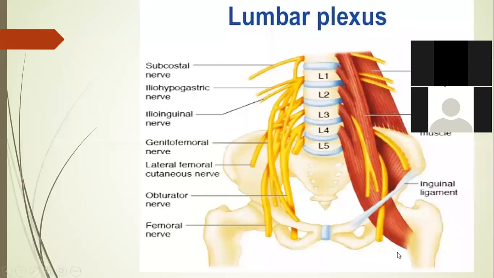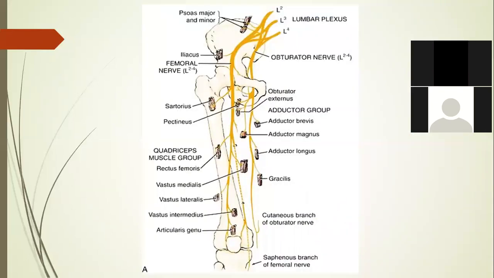So this picture shows you how the branches of the lumbar plexus supply the muscles of the anterior and the medial compartment of the thigh, respectively the femoral and the obturator nerve. Whereas the posterior compartment of the thigh is supplied by the sciatic nerve, and the sciatic nerve is a branch of the sacral plexus. So just leave the sciatic nerve and see another picture for the details of the muscular branches of the femoral and the obturator nerve.